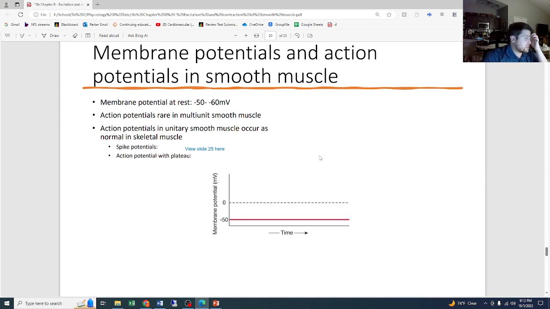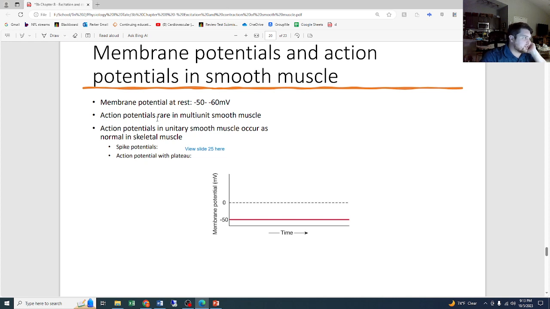Membrane potential. The resting membrane potential for smooth muscle is between -50 and -60 millivolts. If you think, neurons are closer to -70, skeletal muscle more like -80, and cardiac and skeletal both closer to -90, in that range.